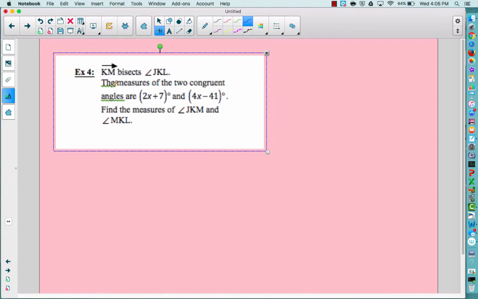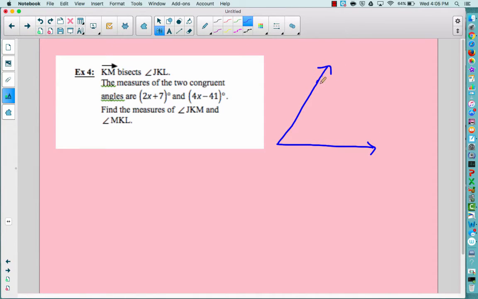One more, last one. Okay, last one, best one. KM bisects angle JKL. So I'm going to first draw JKL, remembering that the K is the vertex, and I'm going to draw the ray inside it, KM. It says it bisects it, so I'm going to mark the two angles congruent. It says the measure of the two congruent angles are 2x plus 7 and 4x minus 41. So now I've got variables in it, but I use the same method. If these both have hash marks, it means that they're equal.